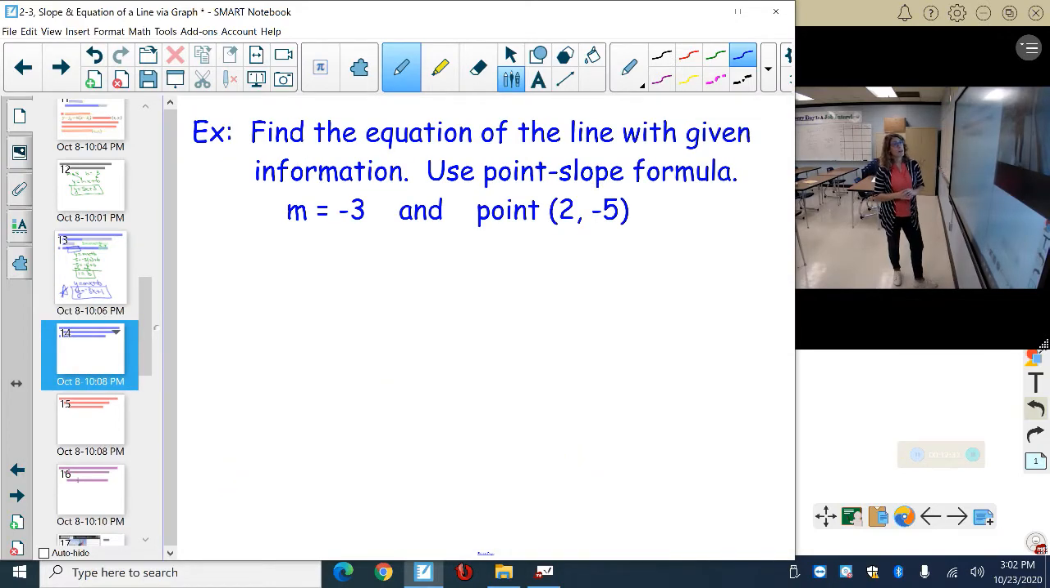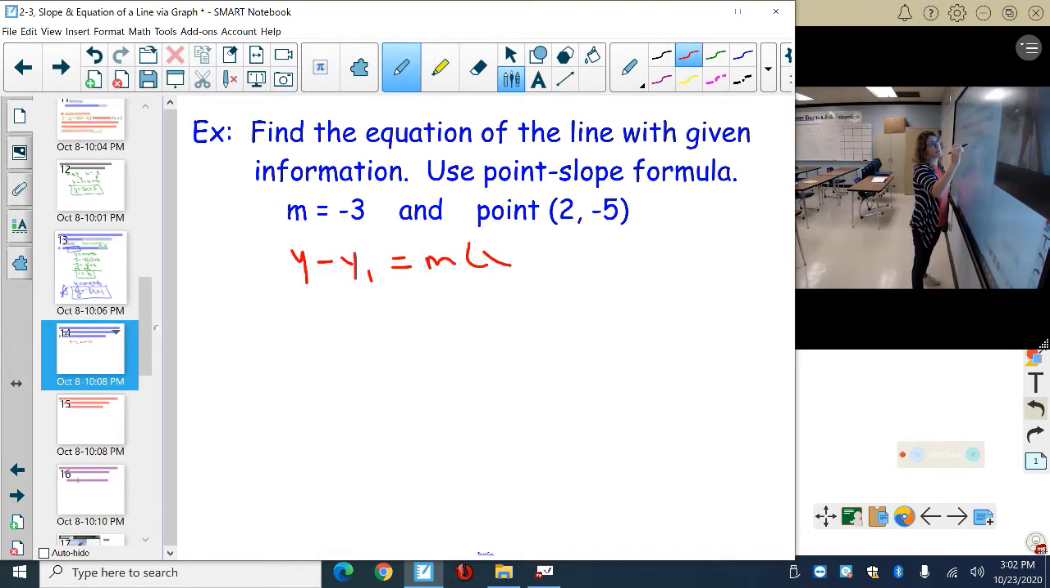Okay? Find the equation of the line with the given information. Use the point slope formula. So what this means is now we want to use this formula right here. Okay? When we use this formula, it's the exact same problem. We already know what the answer is. Okay? But we are going to label our point to be x1, y1, which means we keep the first y and the first x in the entire problem, and then everything else turns into numbers.